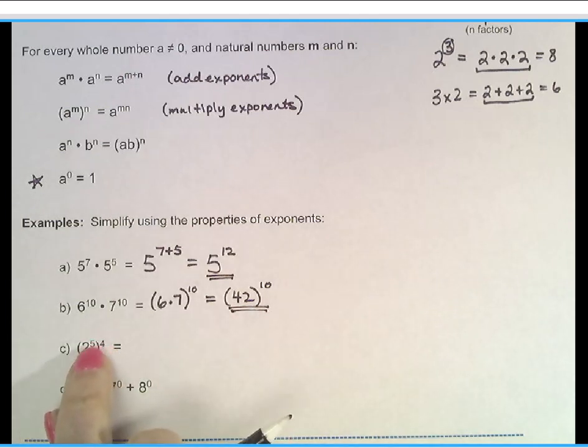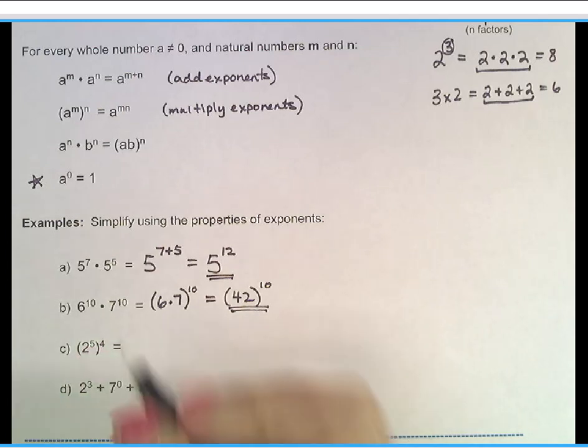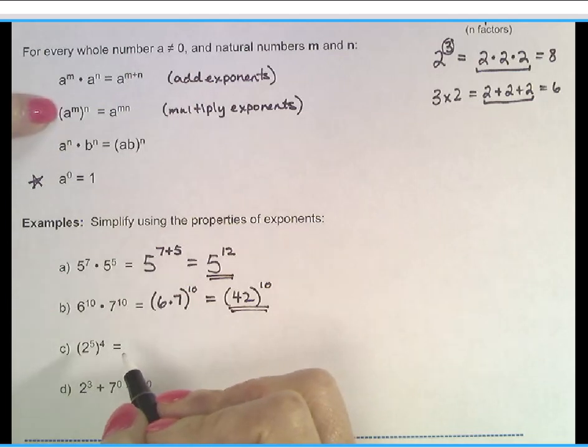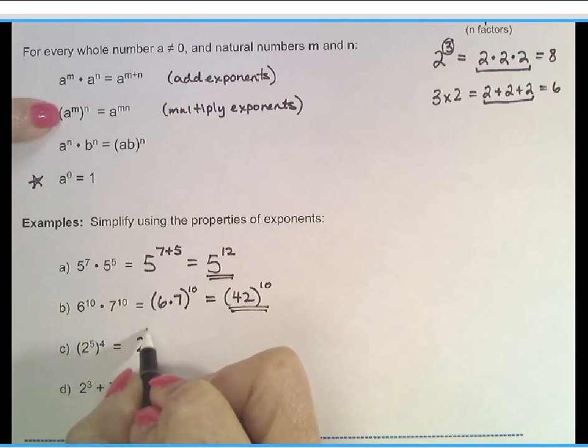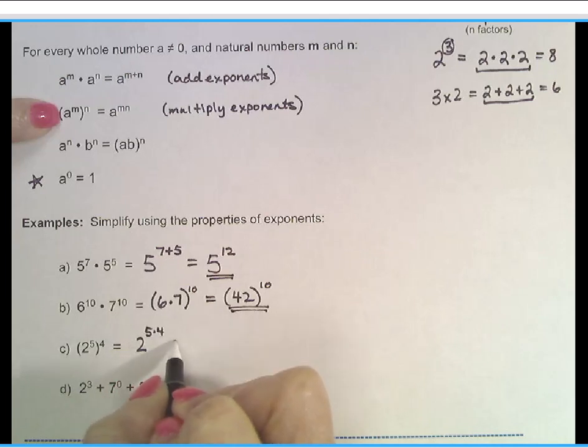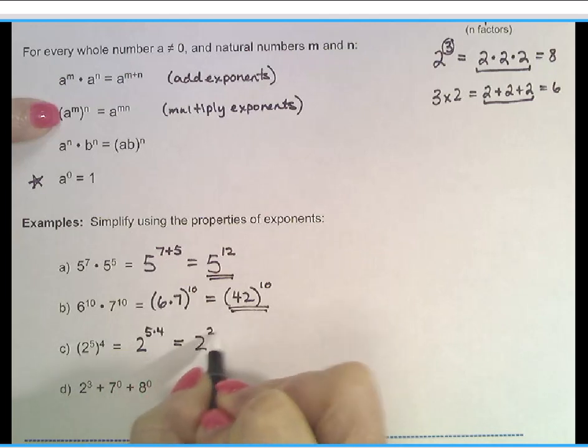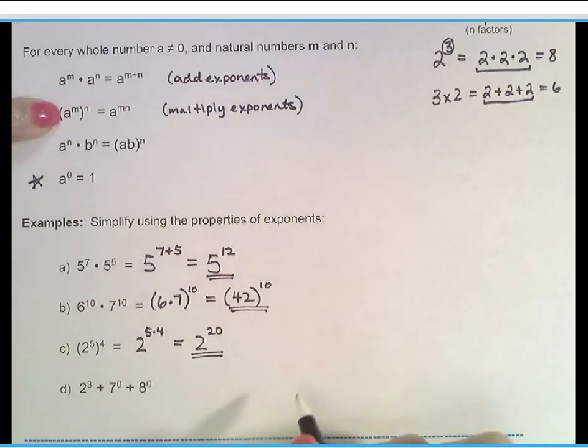The next one is 2 to the 5th, and then all of that is raised to the 4th. So 2 to the 5th to the 4th, that's a power to a power. So it's this rule up here. We're going to multiply our exponents. So that's going to be 2 to the 5 times 4. So that's going to be 2 to the 20th power.